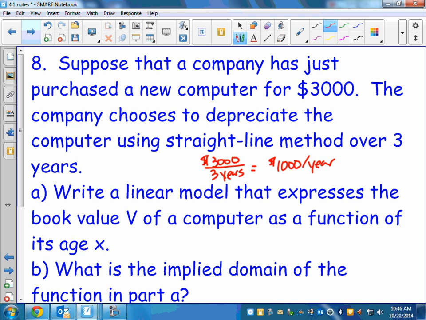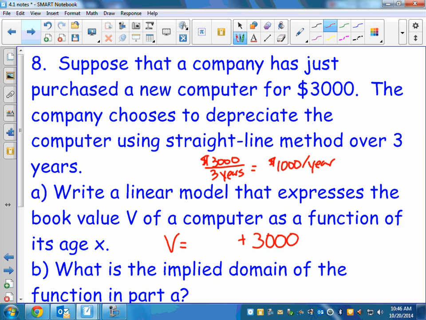So write a linear model that expresses the value V. Instead of doing y equals, they want us to use V equals as a function of its age x. So normally we do like mx plus b, right? b would be like the y-intercept, where it starts. How much does this computer start with? Valued for $3,000. So I'm going to put a plus 3,000 out here.